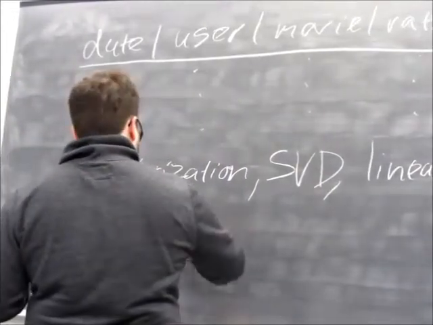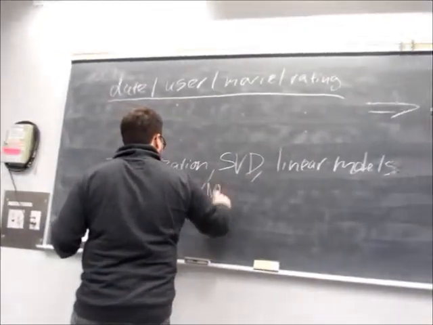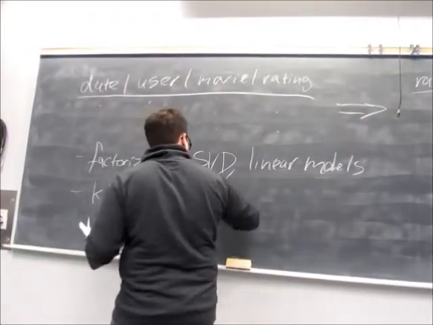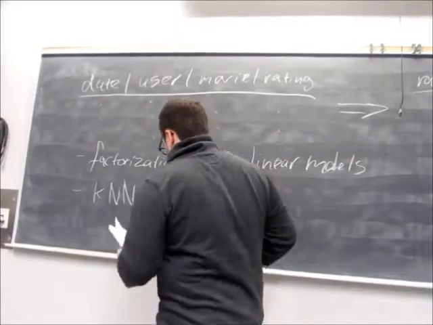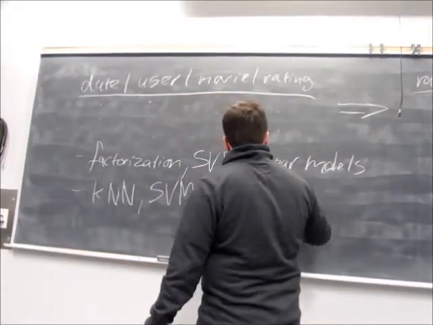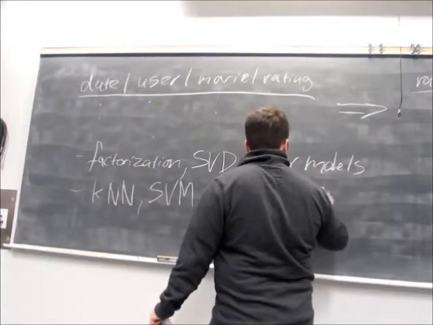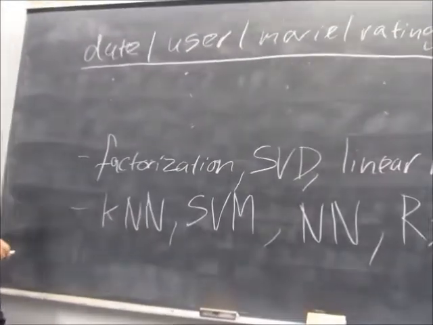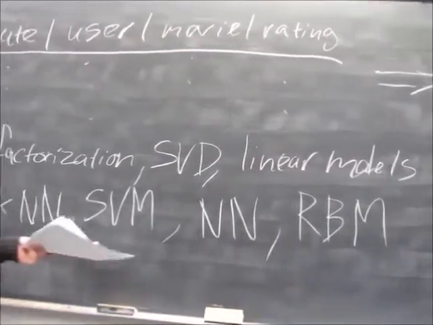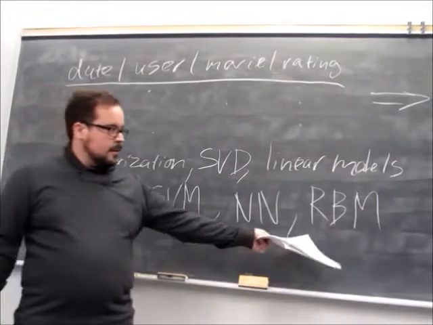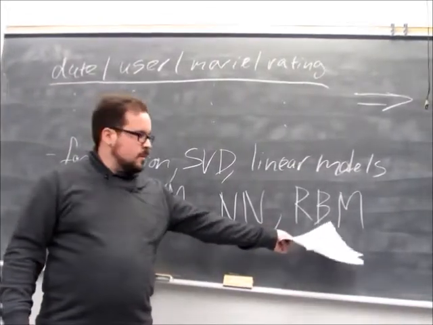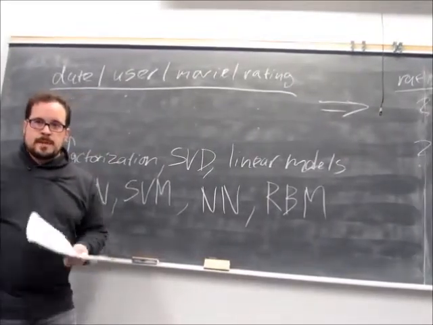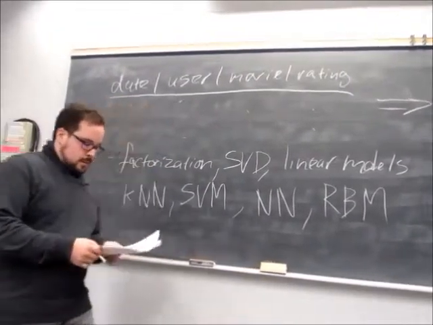What else? SVM. Support vector machines. They used neural networks. And they used restricted Boltzmann machines. Are there any of these that anybody doesn't know? Nearest neighbors, support vector machines, neural networks, and restricted Boltzmann machines. This one is a little less popular, but it's essentially a neural network that predicts a distribution.